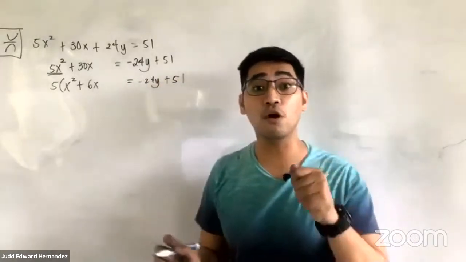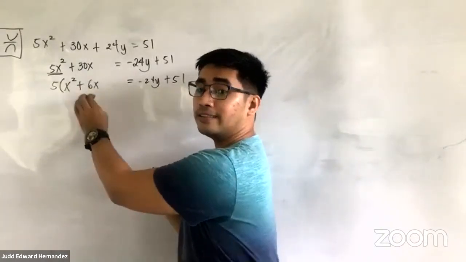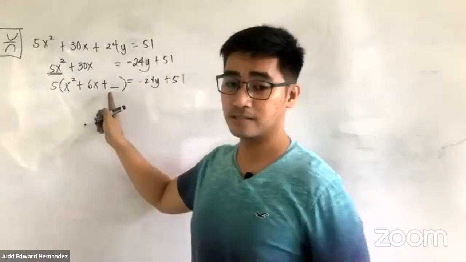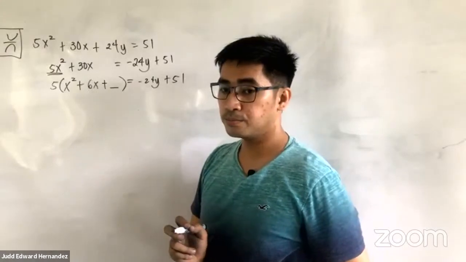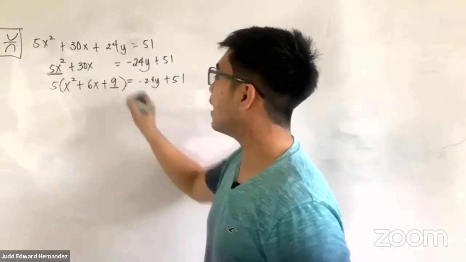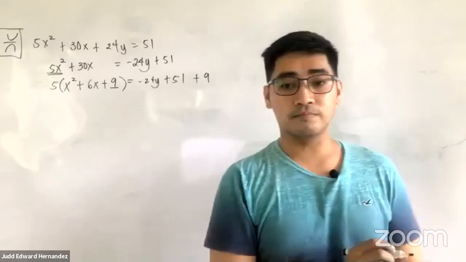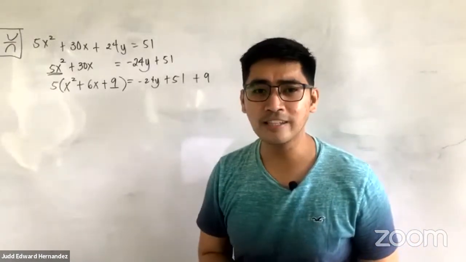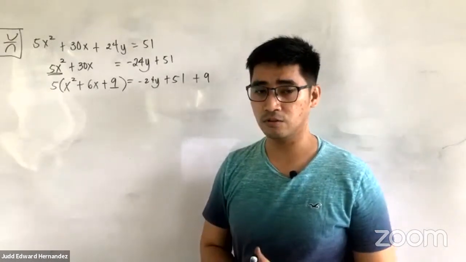Let us now try to complete. Hindi pa tapos to kaya nga hindi ko pa nilagyan ng close parenthesis. Plus, ano i-add natin ngayon dito? Plus 9 po. 6 divided by 2? 3 po. 3 squared? 9. Very good. That is 9. Okay, 9 din ba yung i-add ko dito? No. Guys, makinig. Hindi 9 yung i-add natin doon.